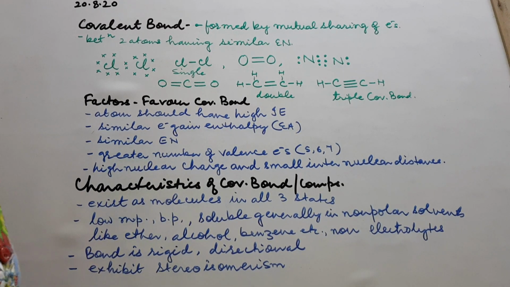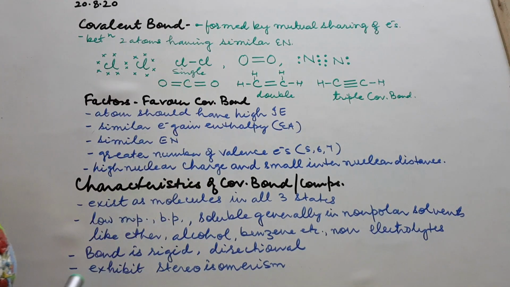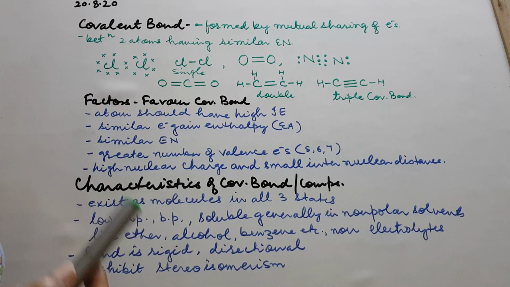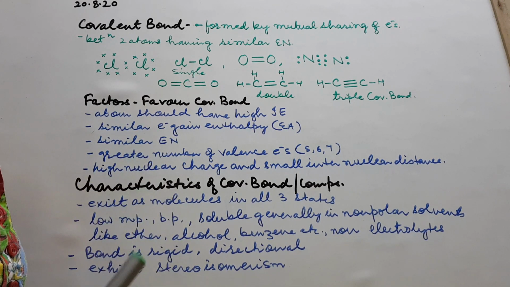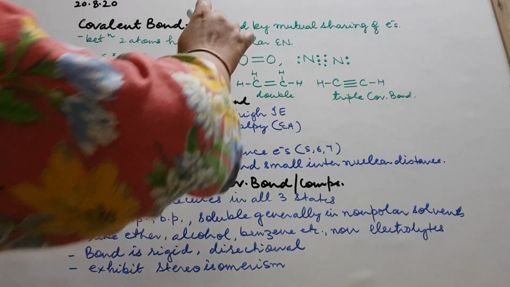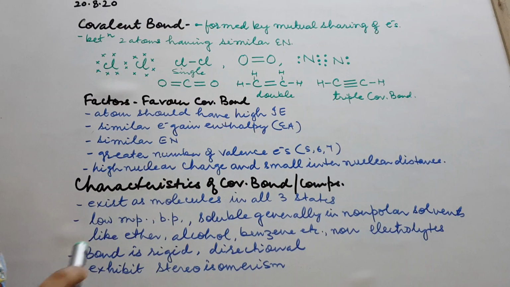Good morning, children. Today we will do about covalent bond. What is this covalent bond? You all know very well. It is a bond formed by the mutual sharing of electrons between two atoms. You have fair idea about it. So it is a bond formed by mutual sharing of electrons.